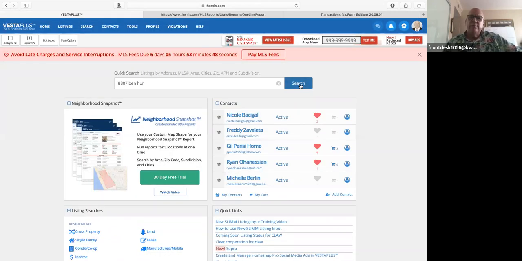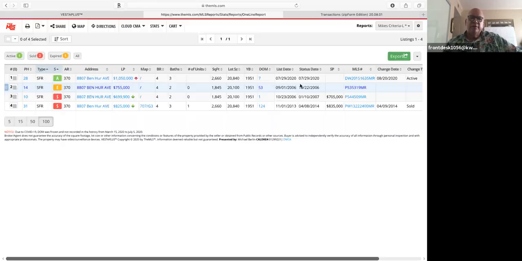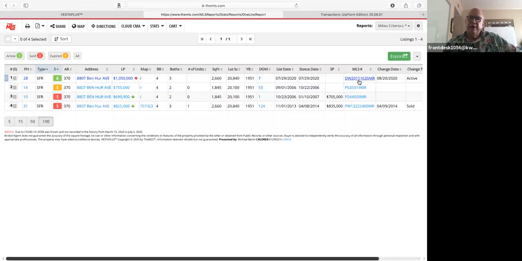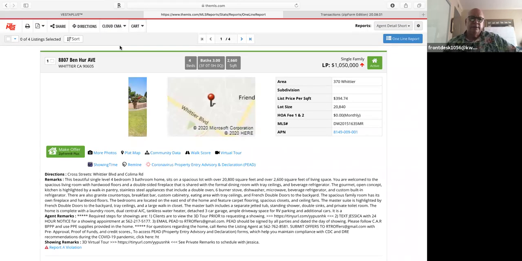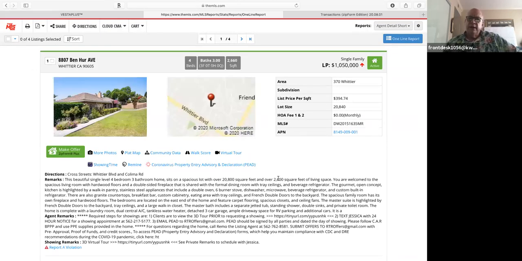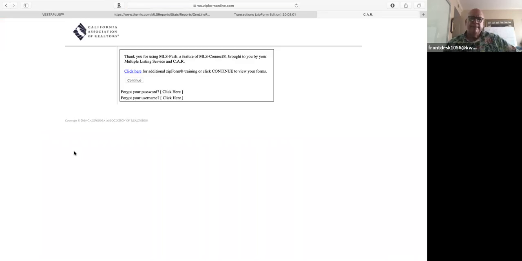So I'm in the MLS looking for a property that I'm interested in writing an offer on. I find the property. I see it here, and I go to the Make Offer button, which will take me into Zip Form. It automatically is linked to your Zip Forms, and it will pull you in there. It takes a second.